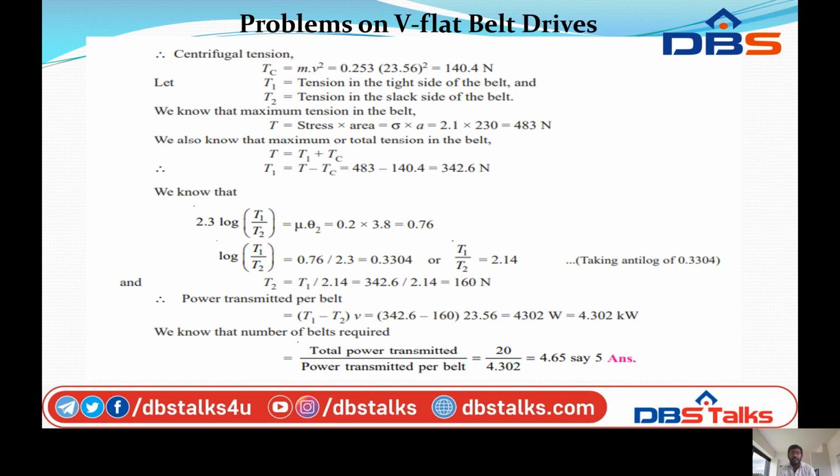Finally, we can calculate the total number of belts, that is equal to the total power transmitted divided by the power transmitted per belt. The total power transmitted is 20, and the power transmitted per belt is 4.302. So calculating the value, it is 4.65, which will be rounded to 5. The total number of belts is 5. So this is the final result of the problem. Thank you.